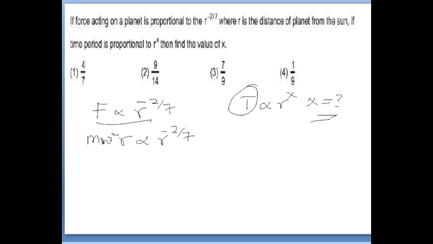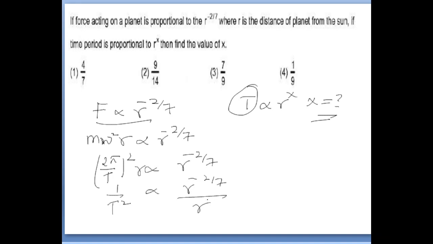So I can take omega as 2 pi by T, whole square, directly proportional to r power minus 2 by 7. Anyway, r is also there, okay, sorry. So 1 by T square is directly proportional to r power minus 2 by 7. If I take this r down, so from here if I write T square, it comes as r by r power minus 2 by 7. If I write T square, how much? r power 1.